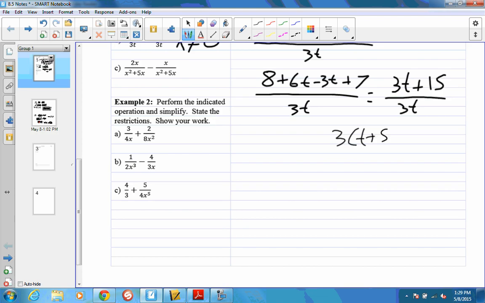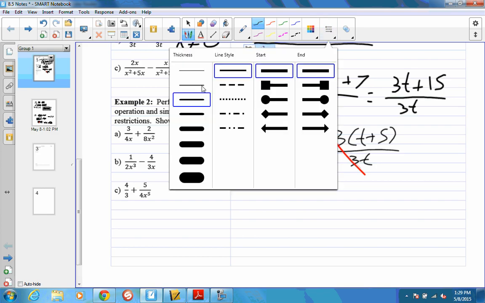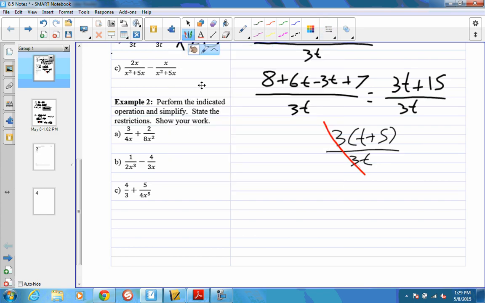Plus 1. Good. Over 3t. Now, Gigi, what cancels there? Just the 3's. The t's still don't cancel. Let's go straight back to leave me with t plus 5 over 2.